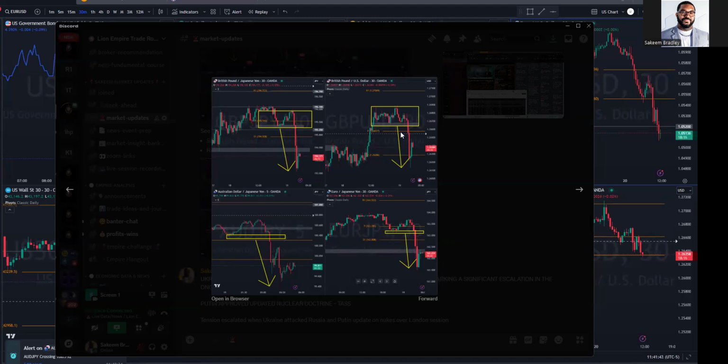USD, it broke support. This one gave you an actual candle closure where you could enter there as well, but you get the point. Euro JPY, we broke support. This continued lower. AUD JPY, we broke support and it continued lower. And this is the 5 minute.